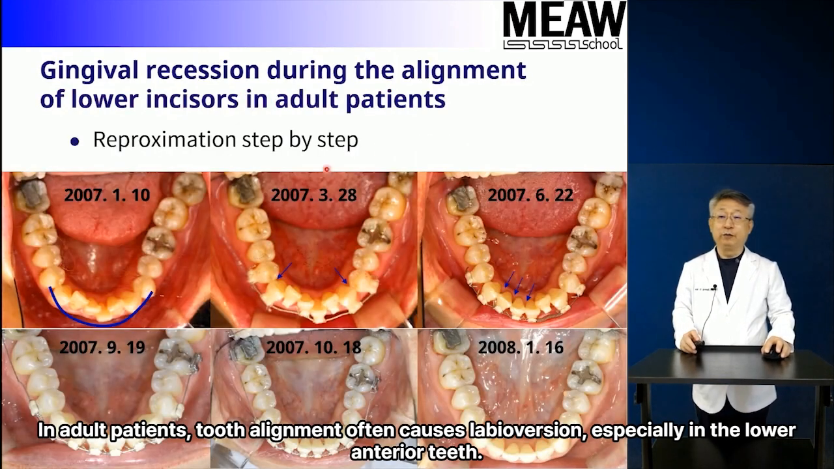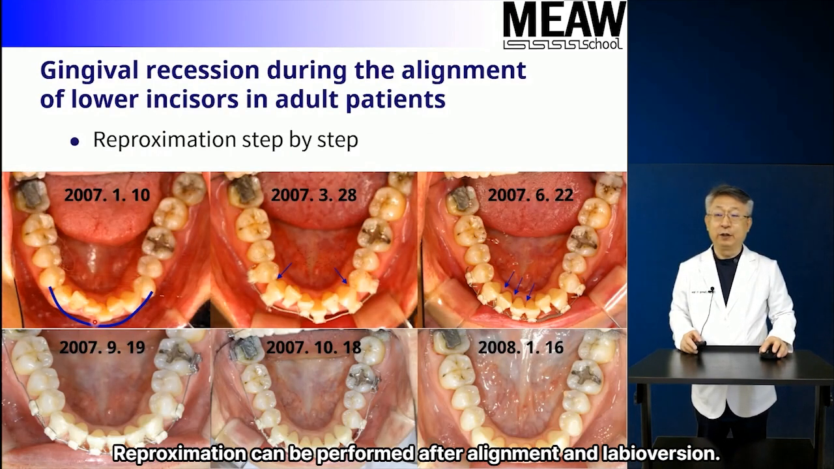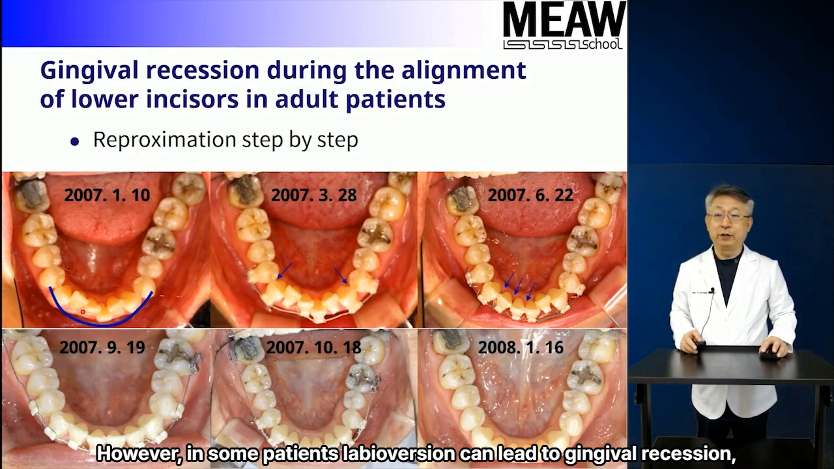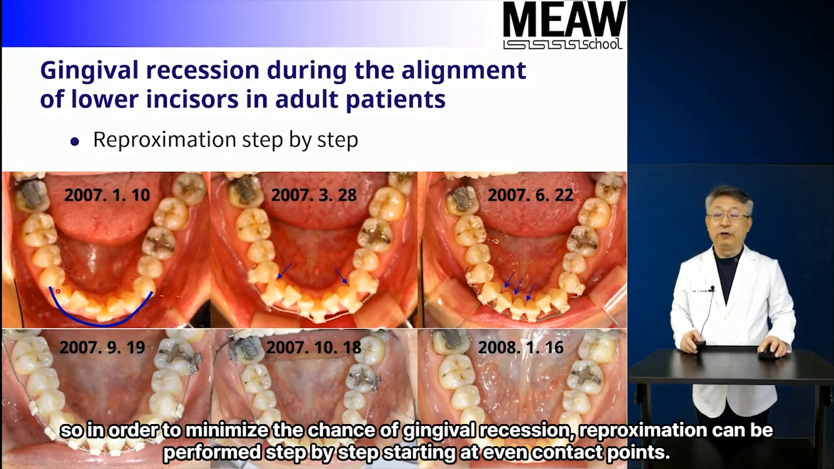In adult patients, tooth alignment often causes labioversion, especially in the lower anterior teeth. Reproximation can be performed after alignment and labioversion. However, in some patients, labioversion can lead to gingival recession. So in order to minimize the chance of gingival recession, reproximation can be performed step by step, starting at even contact points.